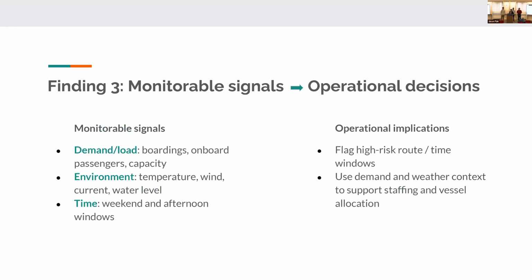The third finding is that monitorable signals are also useful. Demand, environment, and time explain less than delay propagation, but they're easier for operators to check before or during service. So the model turned historical patterns into operational attention: which route and time windows and conditions may need extra support.